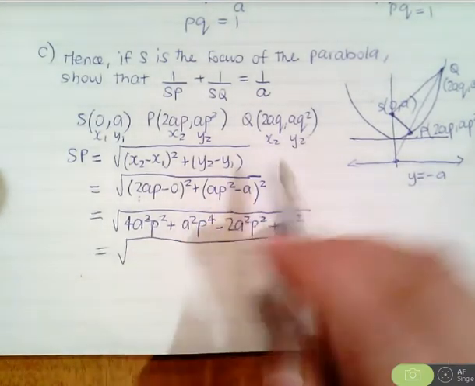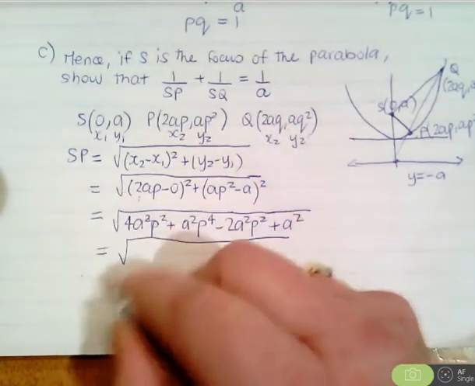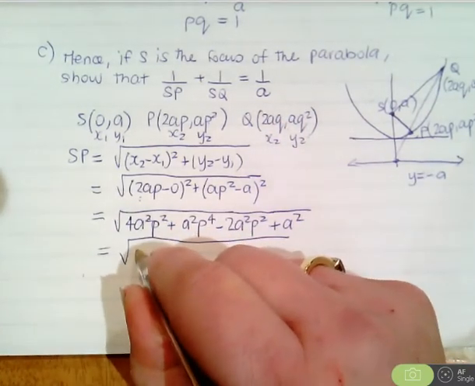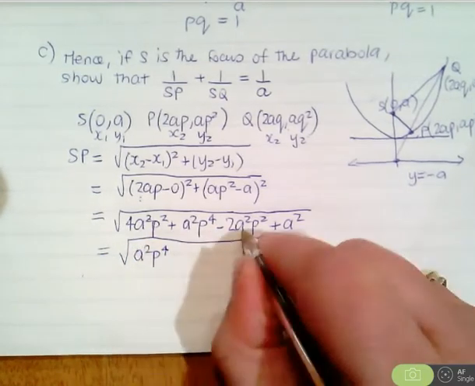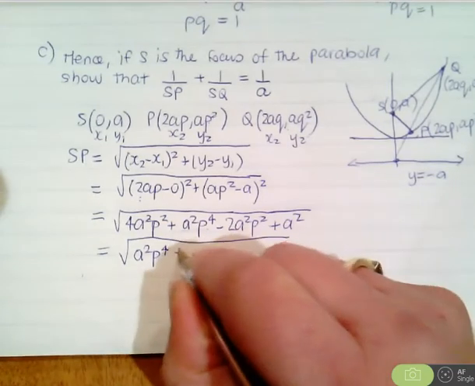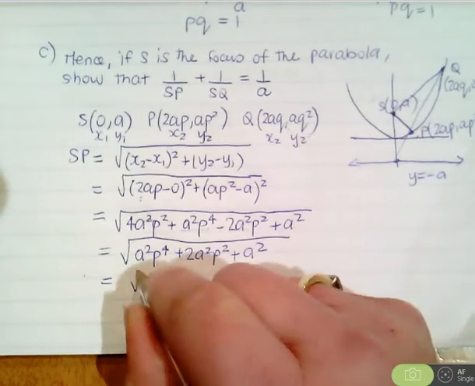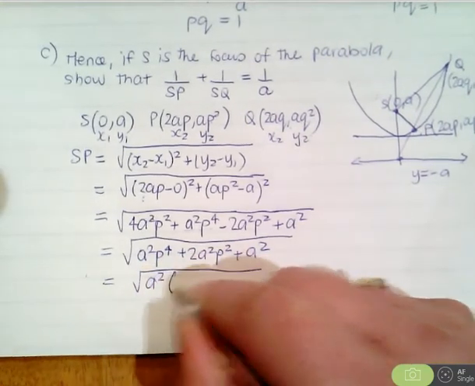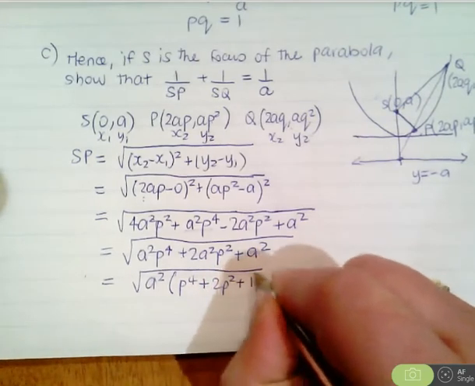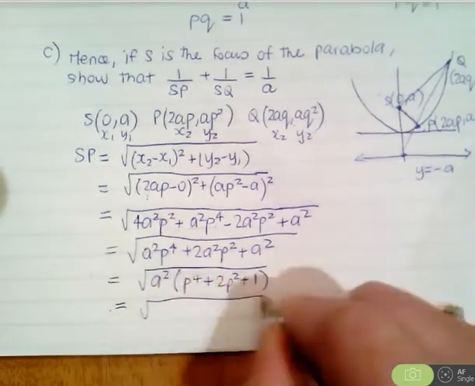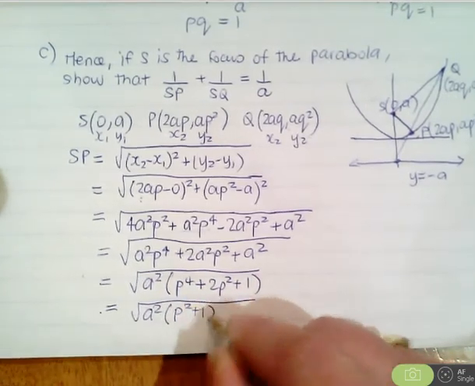Once you get SP, because P and Q are the same, just with parameters P and then parameters Q, once you get what SP is, we're going to get, for example, A squared P to the fourth, I'm just putting that one first, plus 2A squared P squared plus A squared. Remember, we can factor out the A squared. We get A squared times P to the fourth plus 2P squared plus 1. Again, I'm still keeping the A squared together. Remember, this is a perfect square: P squared plus 1, all squared.